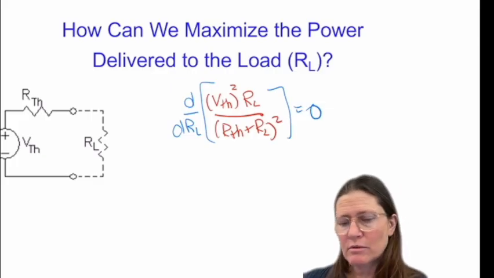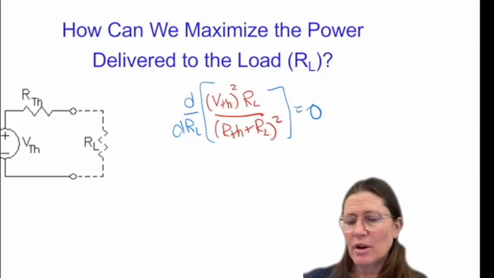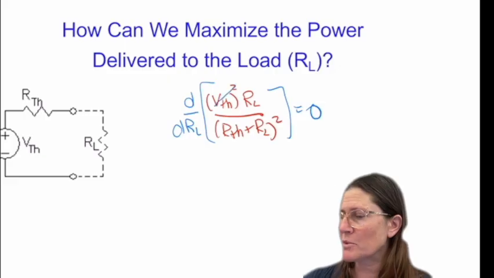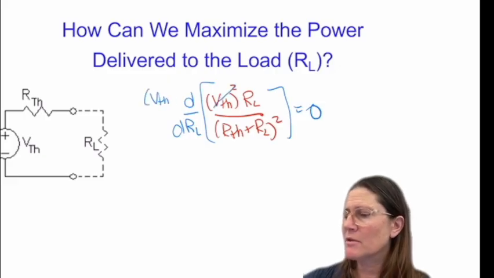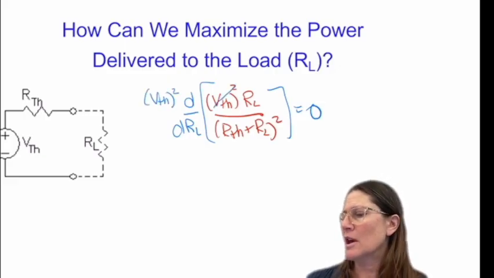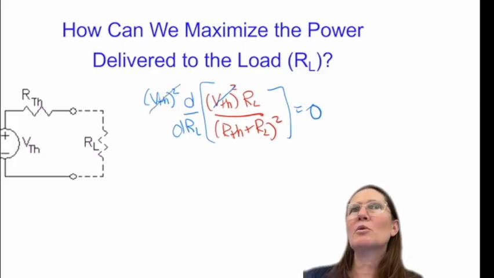VTH squared is going to be a constant, so I can bring that out. And then there's a 0 on the other side, so if I divide that to the other side, that is going to go away to 0.